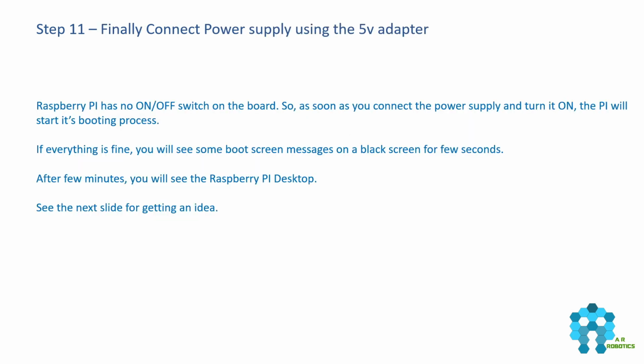The Raspberry Pi has no particular on-off switch on the board. So as soon as you connect the power supply and turn it on, the Pi will start its booting process. If everything is fine, you will see some boot screen messages on a black screen for a few seconds in the monitor. After a few minutes, you will see the Raspberry Pi desktop, if everything is correct and the booting process is completed successfully.